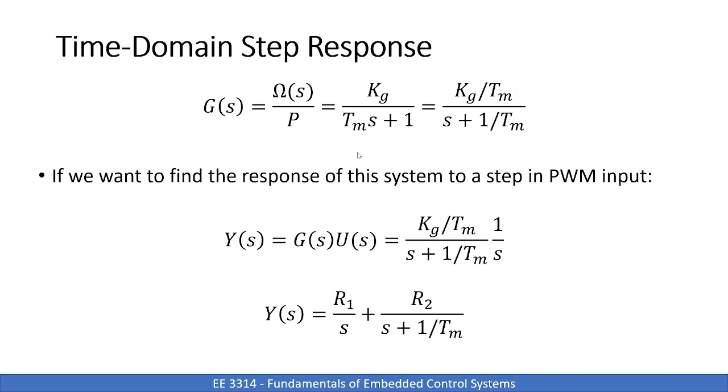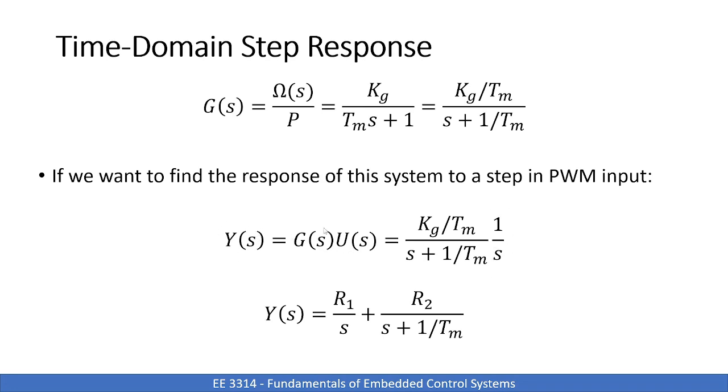Okay, so if we want to find the response of the system to a step in PWM input, we can, oh, and here we've just done some, we want to get the coefficient of S to be 1, so we've divided the numerator and denominator by T sub m, so we get this kg over Tm is S plus 1 over Tm. Okay, so if we want to find the step response to a step in PWM input, we can basically multiply this transfer function by the step input, which is 1 over S. And we're basically saying this is going to be a step from 0% duty cycle to 100% duty cycle. So a step from 0 to 1, that's our typical unit step function, right?